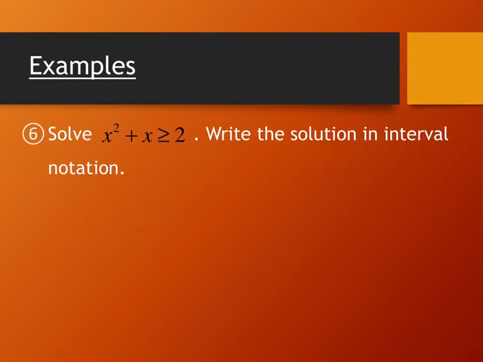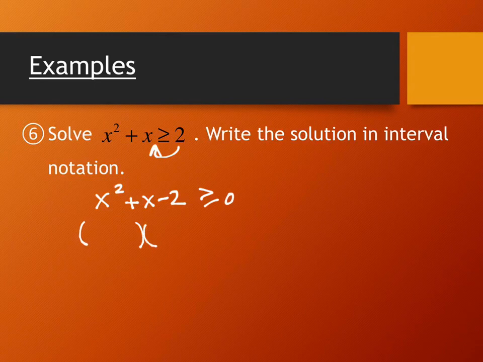Okay, here's an inequality for us to look at. X squared plus x is greater than or equal to 2. Just like it said, if it said equals, we would first move everything to the same side. So it will say x squared plus x minus 2 greater than or equal to 0. Is that okay? Just moved the values to the same side.